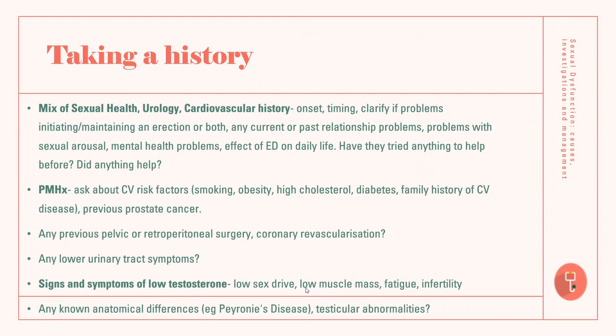So basically, we want to get some more information. When was the onset? What's the timing? Clarify if it's problems initiating or maintaining an erection, or it's both of them. If they've had any current or past relationship problems, problems with arousal, mental health problems, and also how it's affecting their daily life.